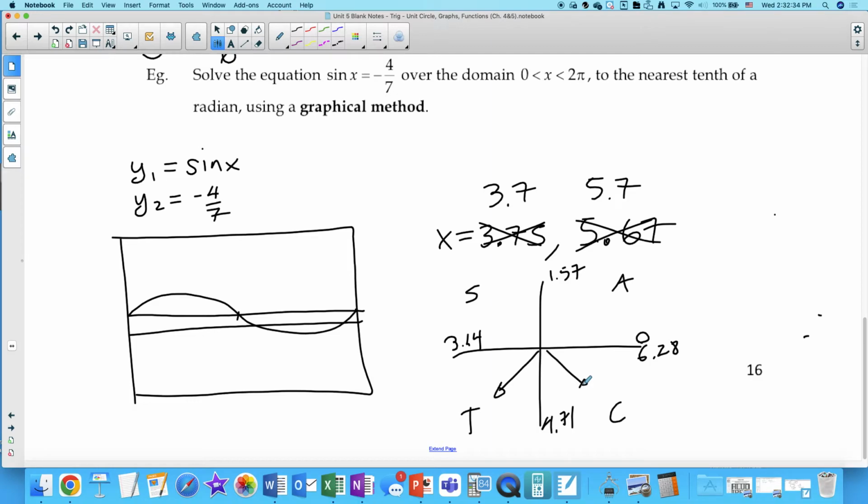So what is the reference angle of that? The reference angle here is going to be sine inverse of the positive trig ratio, 4/7. I don't know. It's what's the difference between 3.14 and 3.7? It's about 0.6-ish. This is about 0.6, and this is also about 0.6, right? 6.3 minus 0.6 is 5.7. Yeah. So this is about 0.6.